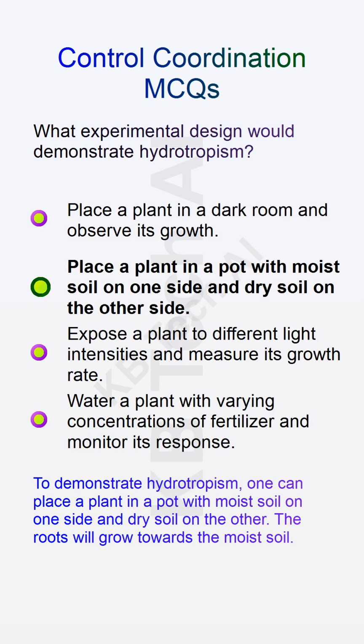The answer is Option 2. Place a plant in a pot with moist soil on one side and dry soil on the other side.